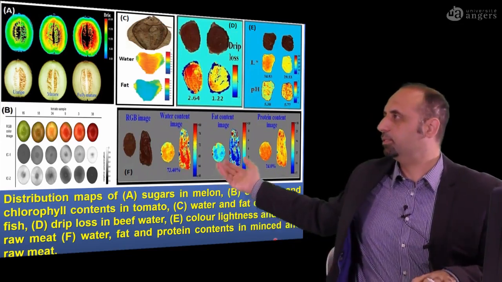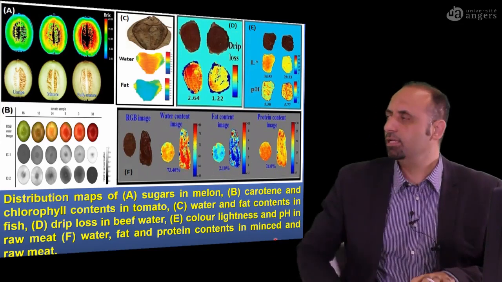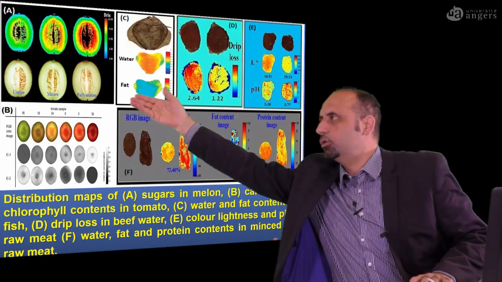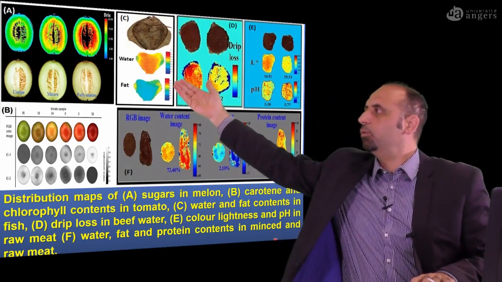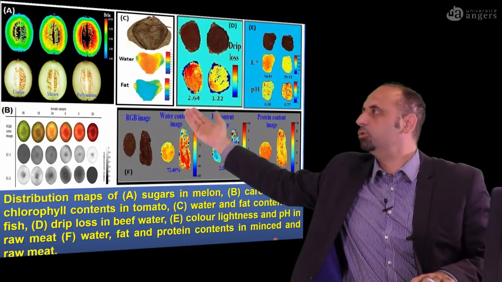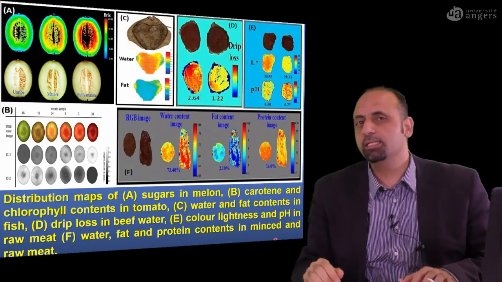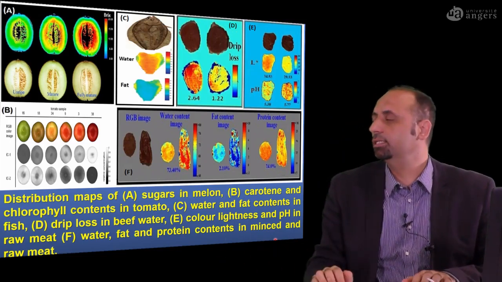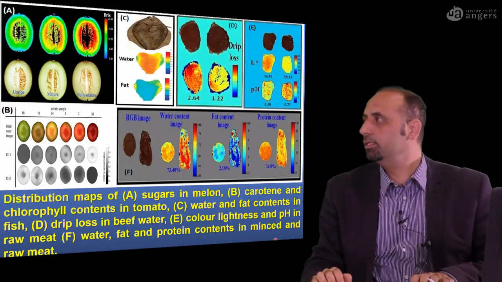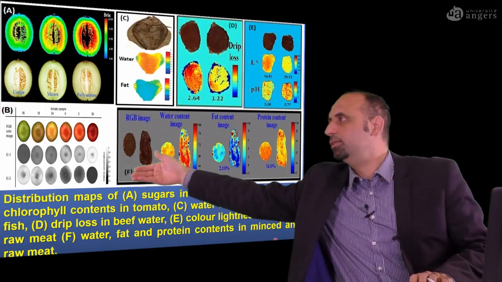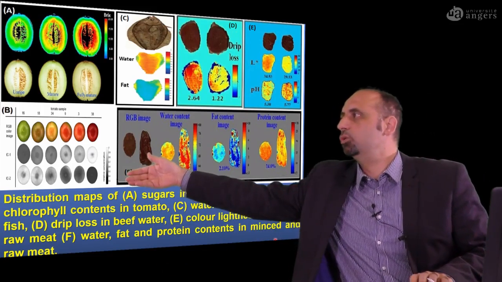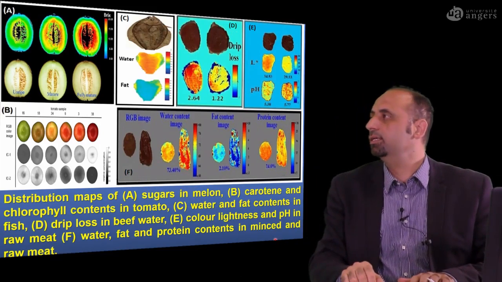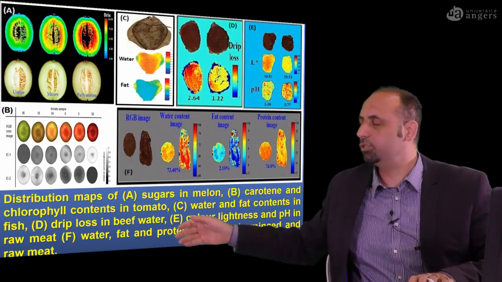These are some examples coming from different references. As you see, these researchers tried to predict the sugar content in melon. This is from our work. In this work we tried to predict water content, fat content, and protein content in fish and meat products. And in this application, the researchers tried to show the chlorophyll content distribution inside the tomato at different maturity stages.